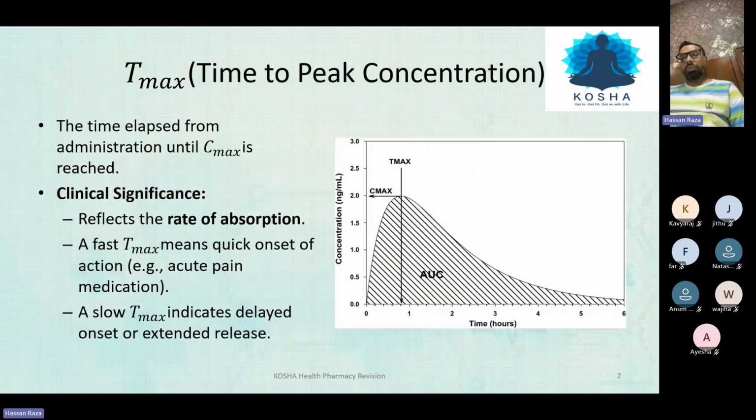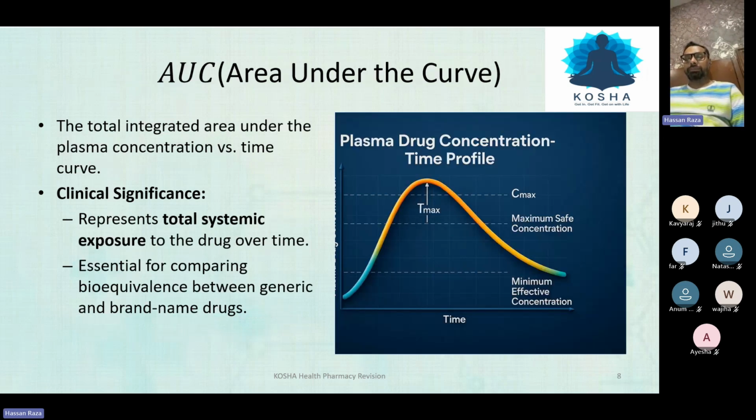And then we are also interested in the time to peak concentration. Basically, it is the time at which a drug acquires peak concentration. If a drug has a longer Tmax, it will have a delayed onset of action, and if a drug has a shorter Tmax, it will have a rapid onset of pharmacological action basically.